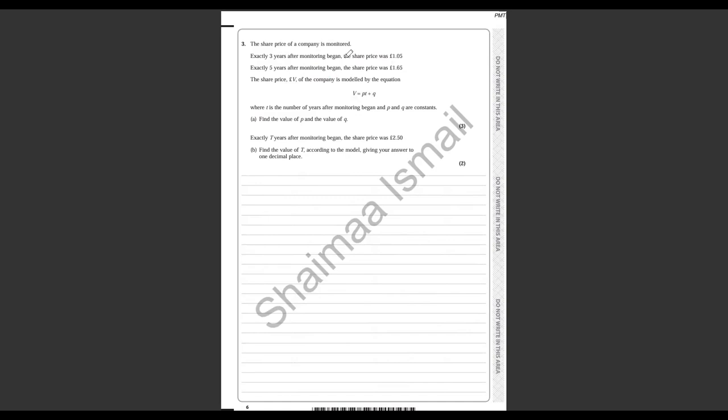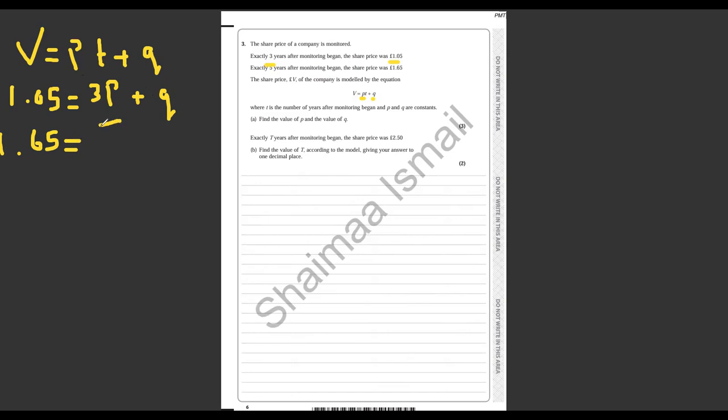So here we have two equations already. He wants the value of P and the value of Q. First of all, we have the original equation, V equals PT plus Q. V was 1.05 when it was 3 years, so 1.05 equals 3P plus Q. And it was 1.65 when it was 5 years, so 1.65 equals 5P plus Q.